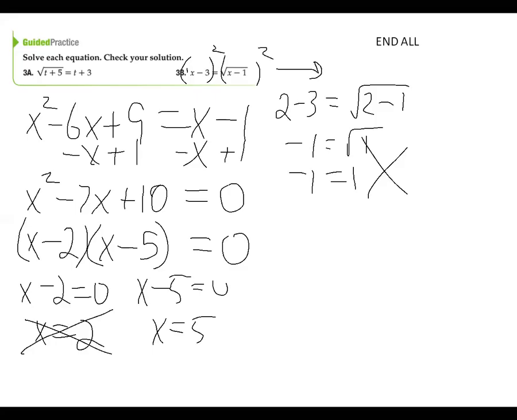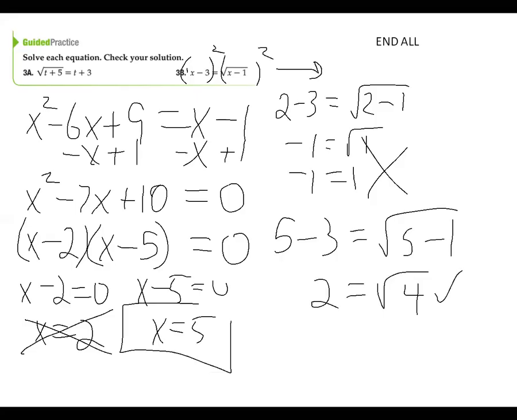Then if I substitute 5 in, you get 5 minus 3 equals square root of 5 minus 1. 2 equals the square root of 4, and that's true. So x equals 2 is an extraneous solution, and x equals 5 is the actual solution. So the answer to this equation is x equals 5.